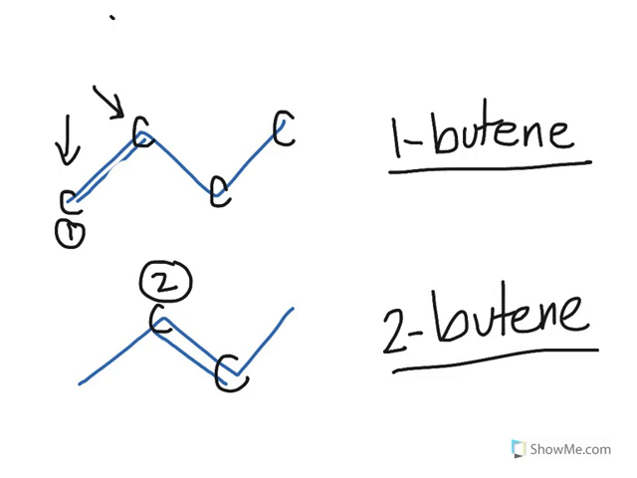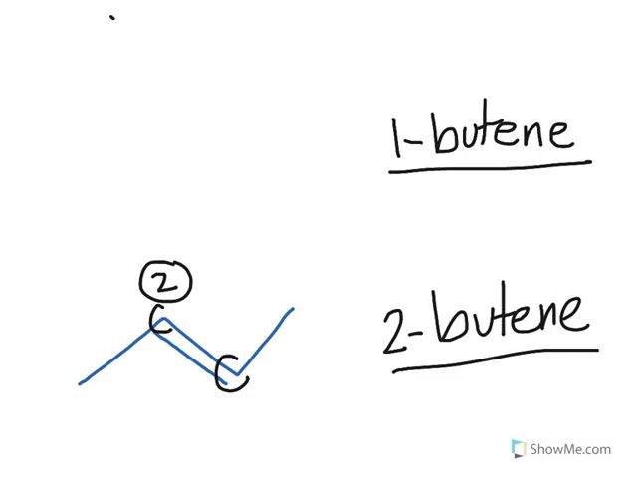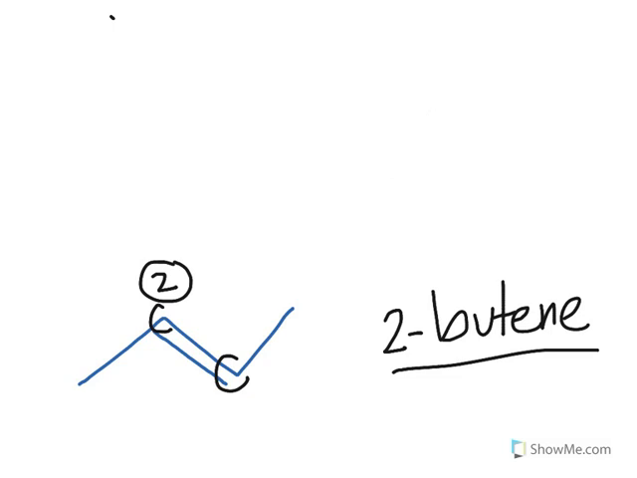So now let's take a look at maybe some attachments to these. What would this structure be called if we put an attachment to the chain? So let's stick with the 2-butene right here. And let's put a methyl group right here up on top. So what would be the name of this molecule?